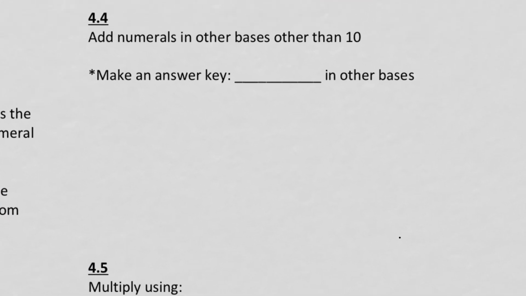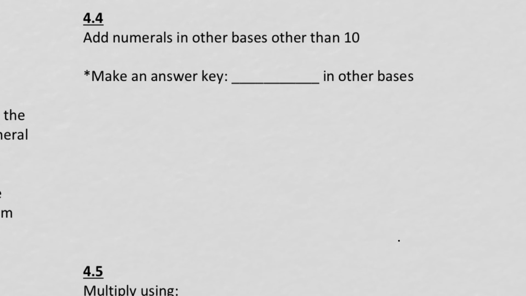In 4.4, add numerals in bases other than 10. The main thing is to make an answer key, and the way you do that is to count in other bases. So if we have 133 base 6 plus 44 base 6, you can't just start adding. You have to know how to count in base 6.